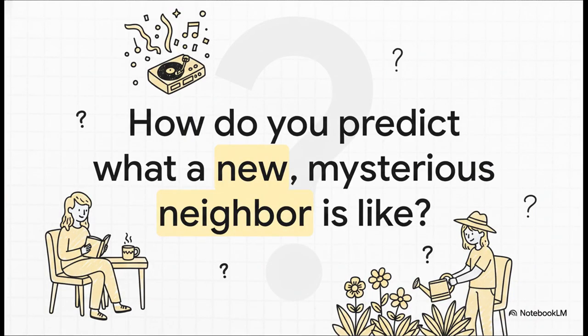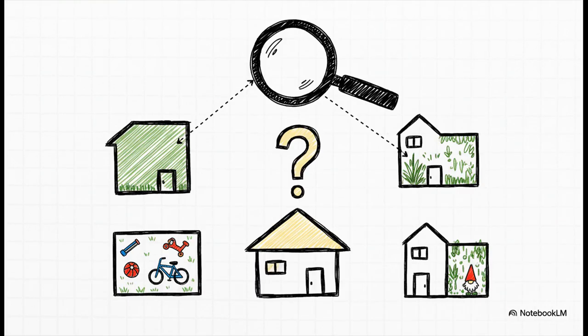So, picture this. You just moved into a new place, and there is this one house, one neighbor that you haven't met yet. They're a total mystery. You're curious, you know? Are they going to be quiet, a big partier, a gardener? How would you even start to figure them out? Well, you'd probably do what any of us would do.